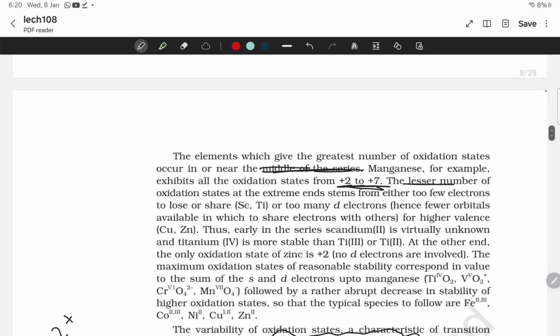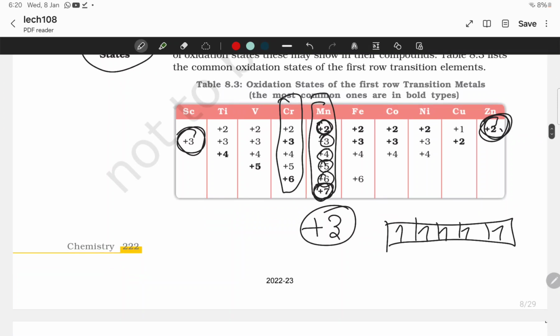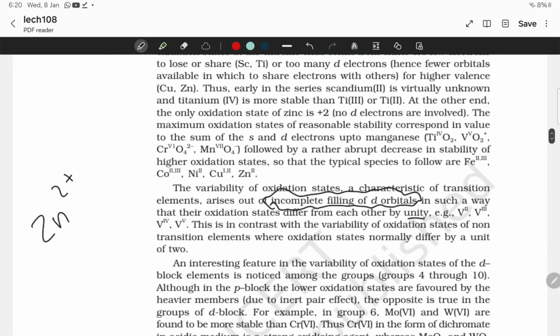Yeah, look. Here you look: Mn2+, +2, +3, +4, +5, +6, +7. The difference between the gradual oxidation states is +1.